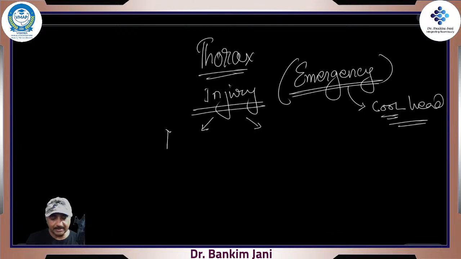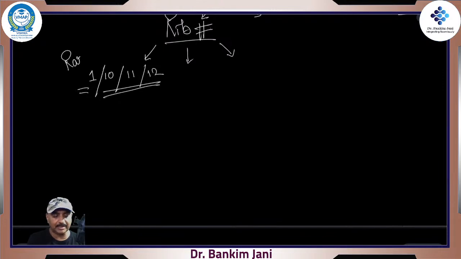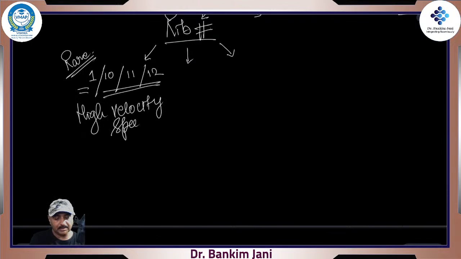Let's say it is a rib fracture. When it comes to rib number 1, rib number 10, rib number 11 and rib number 12, fractures are rare, first of all; you don't find them very frequently. When can it happen? It can happen when there is a very high velocity impact, high speed. Only then can these ribs break.